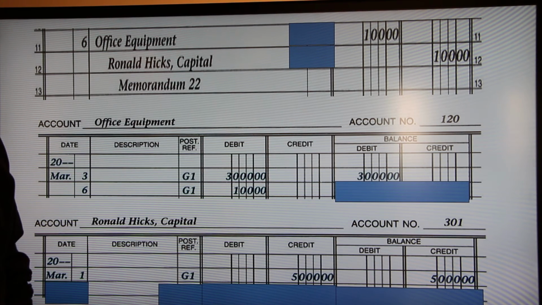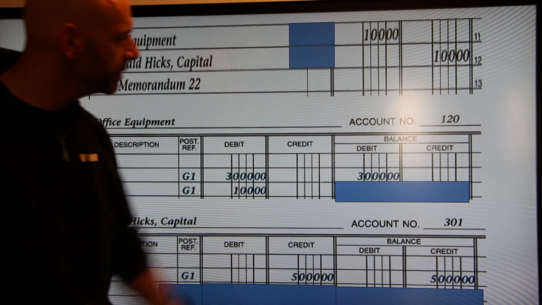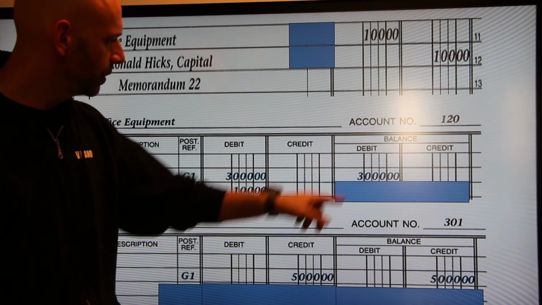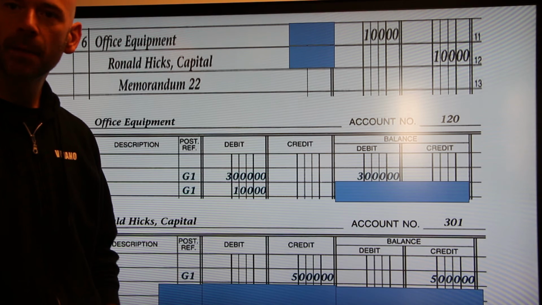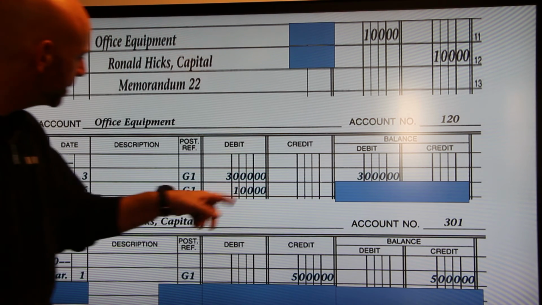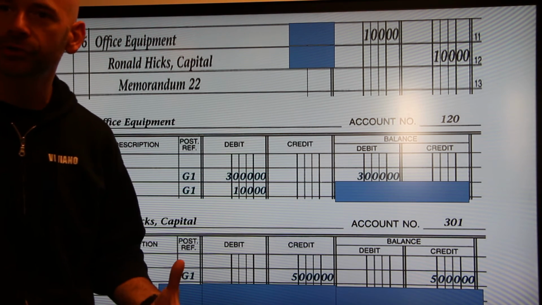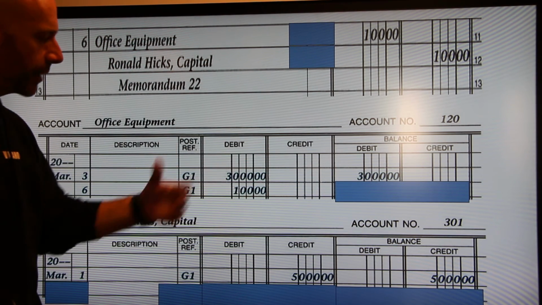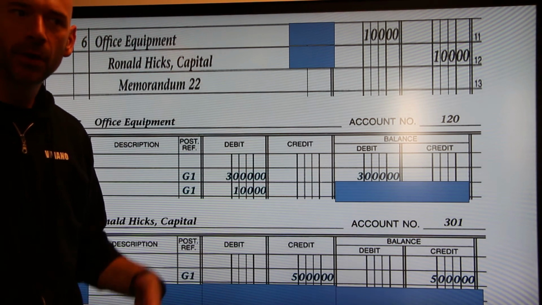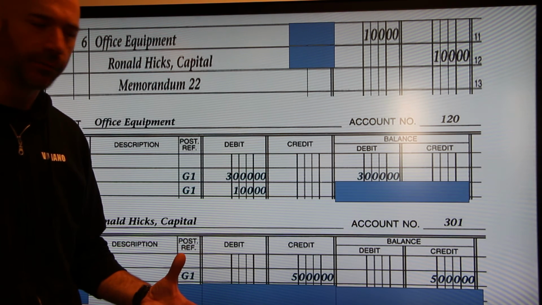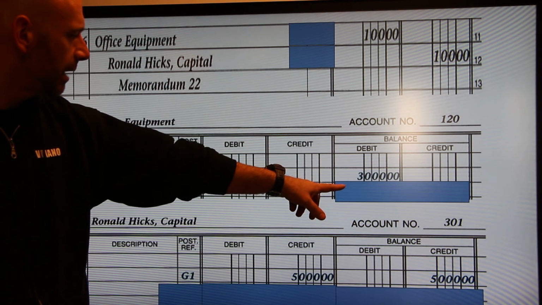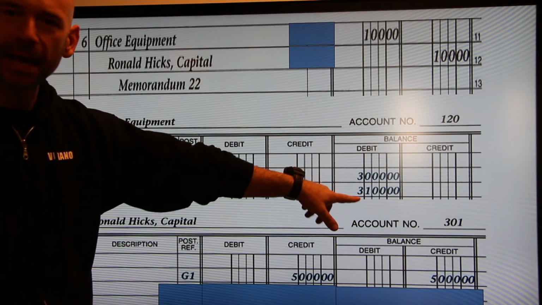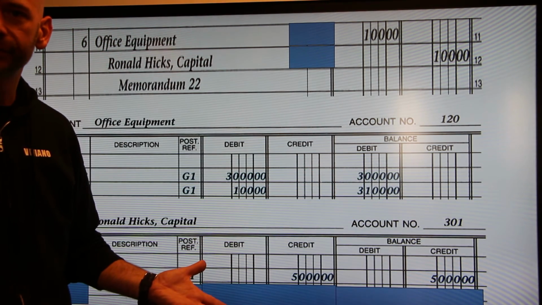So let's look at our balance column, which is over here. It shows us that right now, the value of our office equipment would be $3,000. But in this last transaction, we just debited office equipment, so now we have $100 more. So if we started with $3,000 and we just purchased another $100 worth of office equipment, the new balance of office equipment would be $3,100. So we just take the $3,000, add the $100, and update the balance.